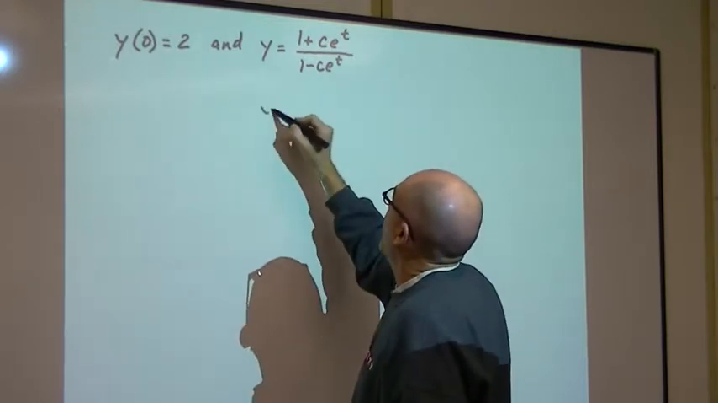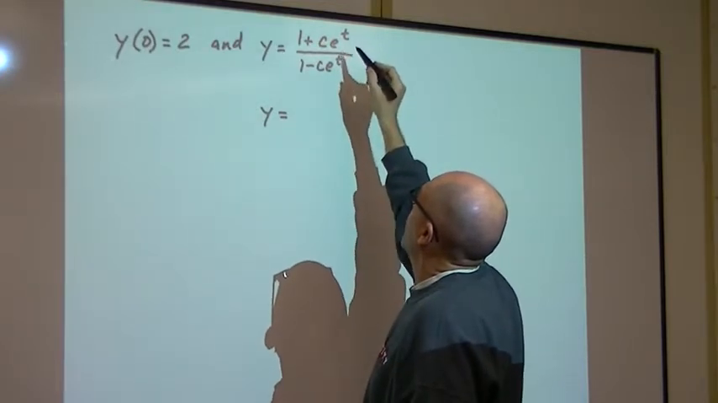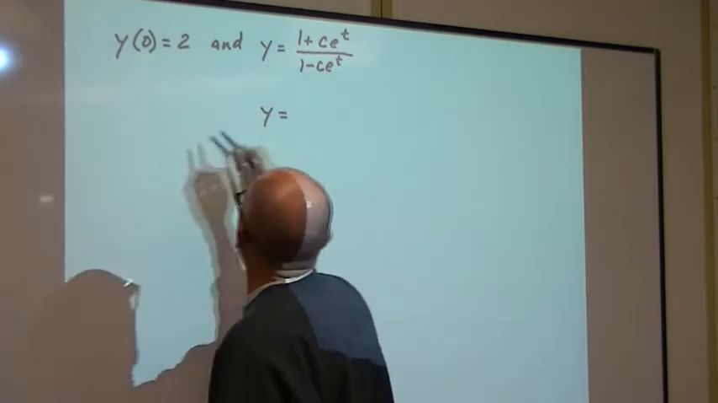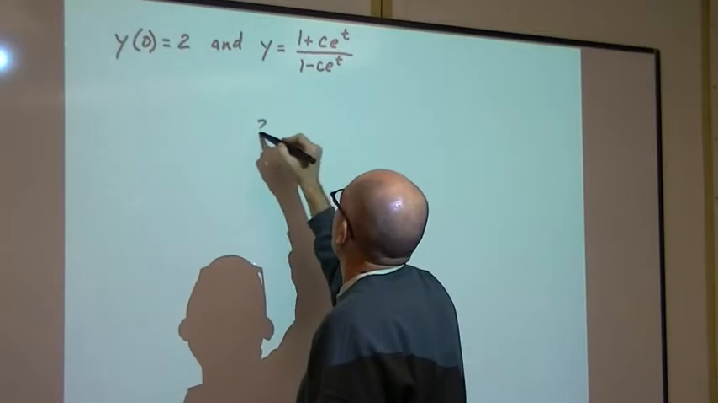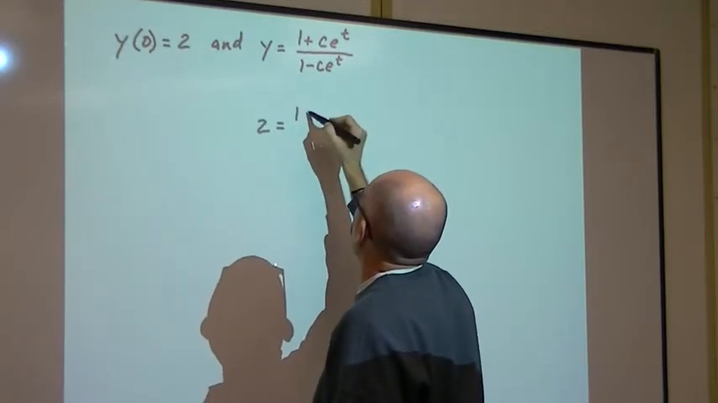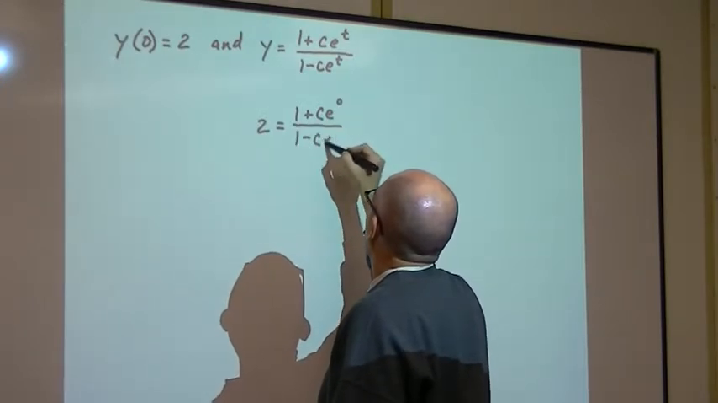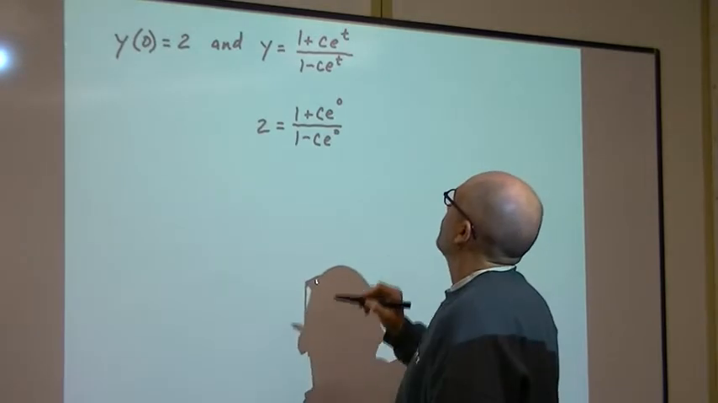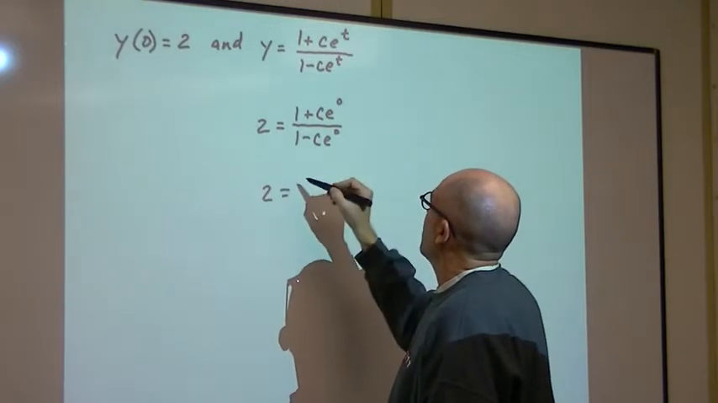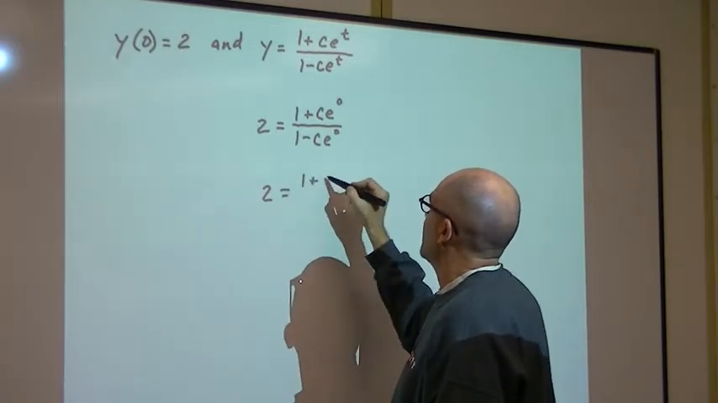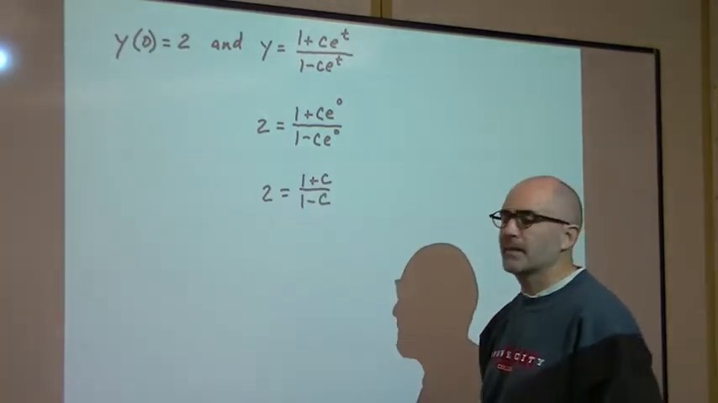So that means y equals, plug in 0 for t. Oh, sorry. Y of 0 equals 2. So that means y is 2 when t is 0. Okay, so this means that 2 equals 1 plus CE to the 0, which is just 1 plus C, over 1 minus C. Now we can solve for C.